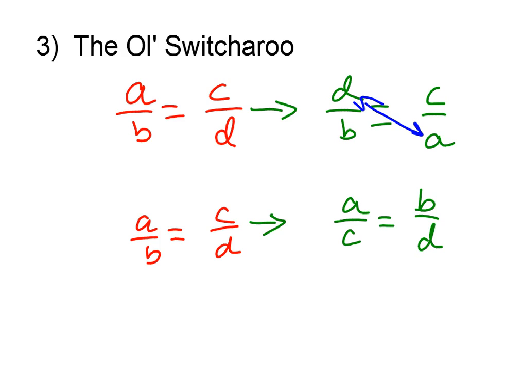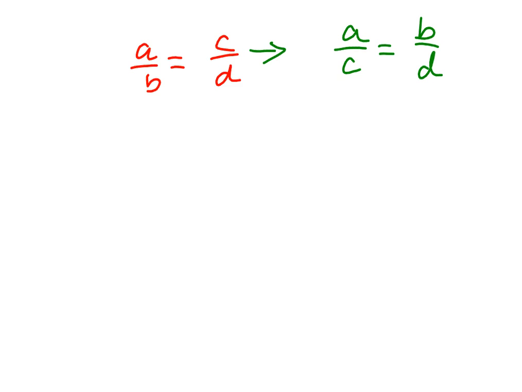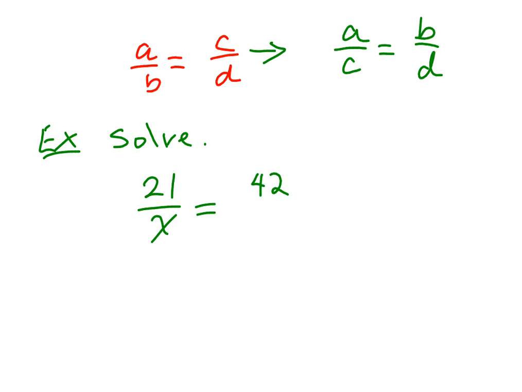Do we want to look at an example of how this is useful? Take a look at how we're using these properties to help me solve. If I wanted to solve this equation, 21 over x equals 42 over 5, how would I typically do this?